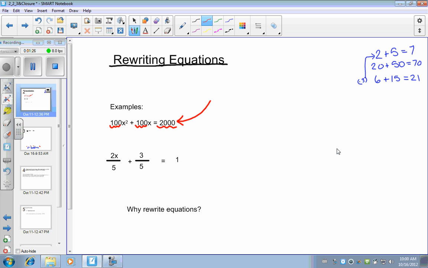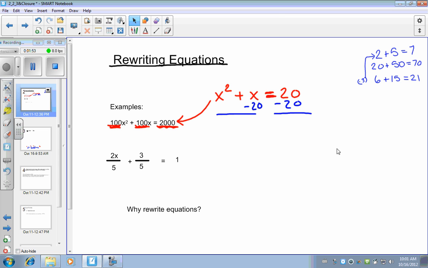So I'm going to divide everything by 100 because 100 goes into all of these. And when I do that, notice that I have something that's much easier to look at. And then most of you would probably recognize that since there is an equal sign right now, I want to set it equal to 0. And so I just subtract 20 from both sides. So now I have x squared plus x minus 20 equals 0.